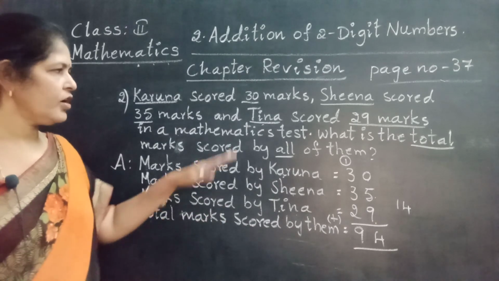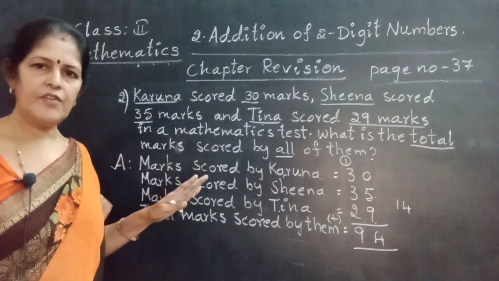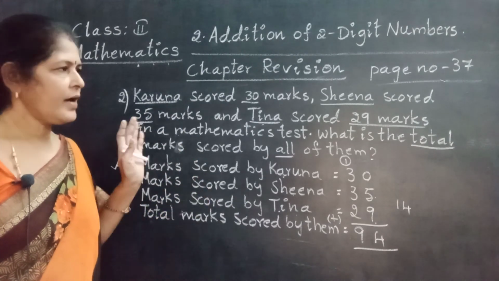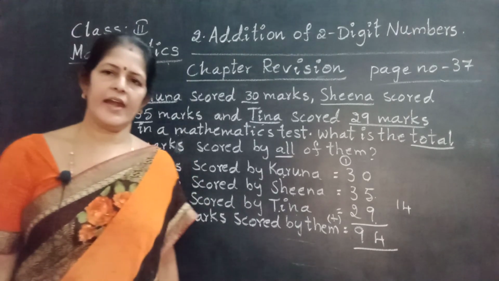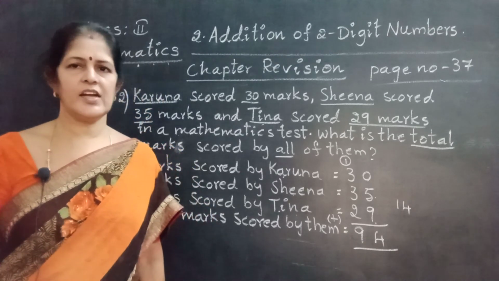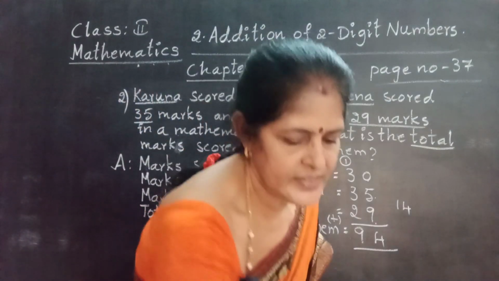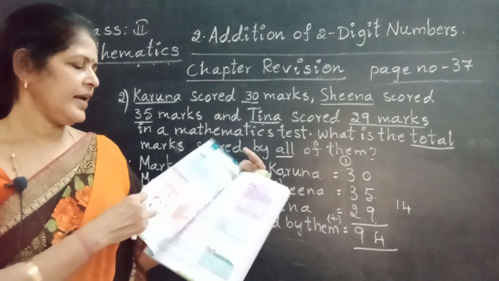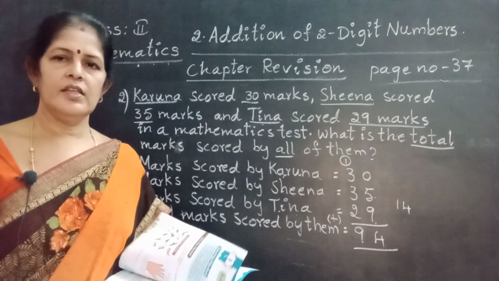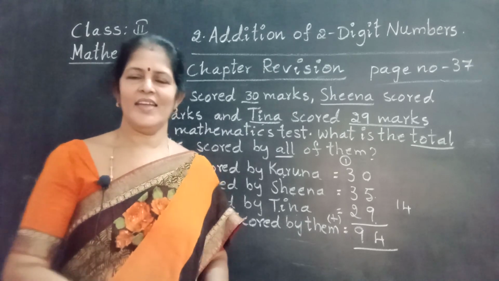Understood the problem? Question, answer, you write in your homework book. And practice whatever addition models I gave, you write in your homework book. Okay children? And learn tables. This is chapter revision ending. In the next class we are going to chapter 3. Okay? Thank you. Bye. Take care.